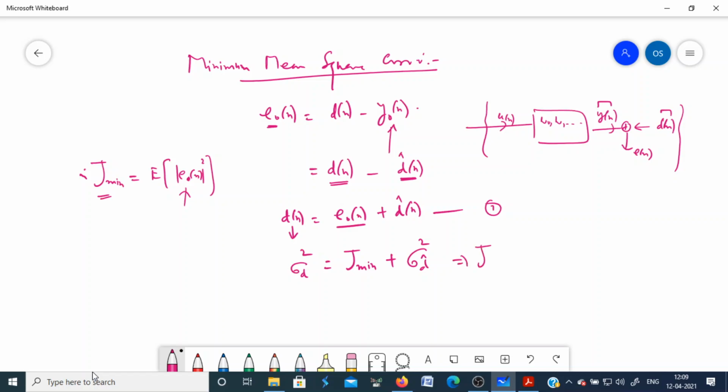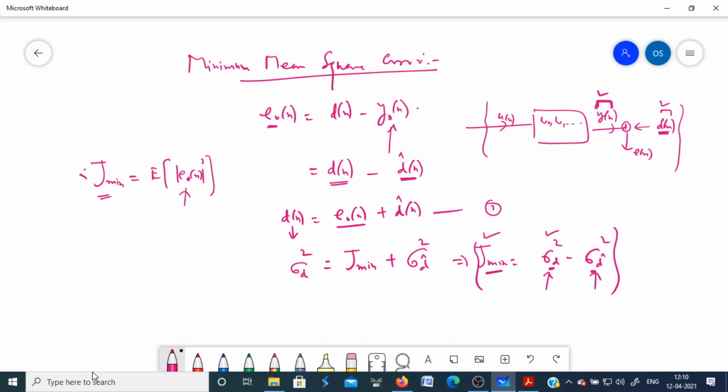Or you can say that J minimum is sigma d square minus sigma d cap square. So the minimum mean square error of the Wiener filter is basically nothing but the difference between the variance of the desired response and the variance of the estimate. So you find the variance of the desired response and the variance of this output sequence, and the difference between these two variances is the minimum mean square value. Or since it is assumed to be a zero mean process, this variance is basically the power in the signal and this is the power in the signal. So the difference between these two powers gives you the minimum value of the mean square error.